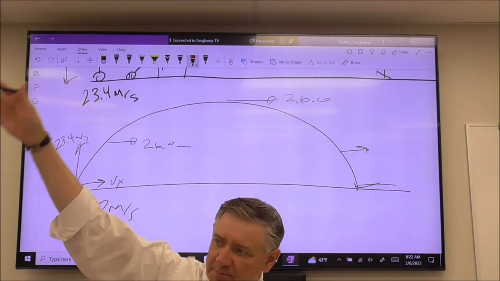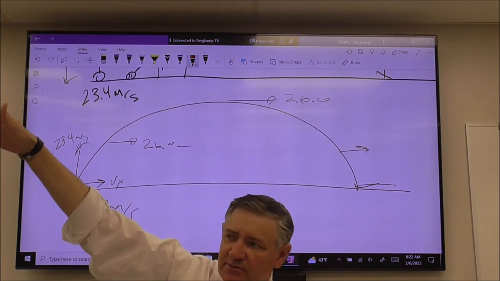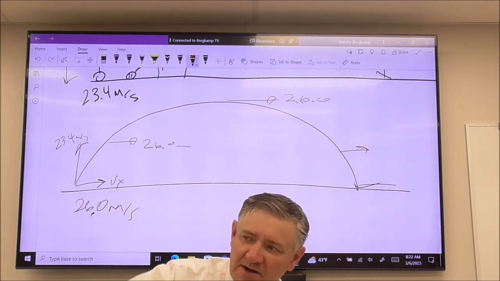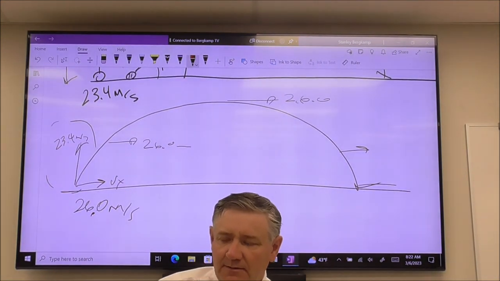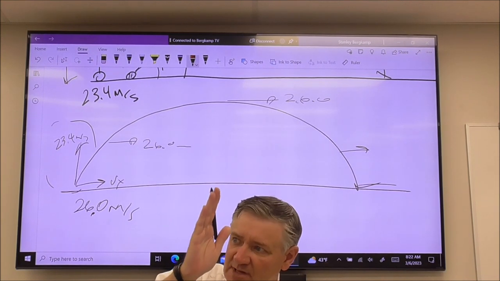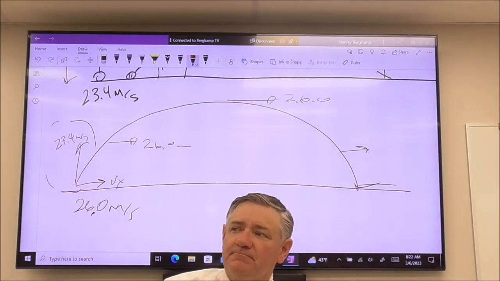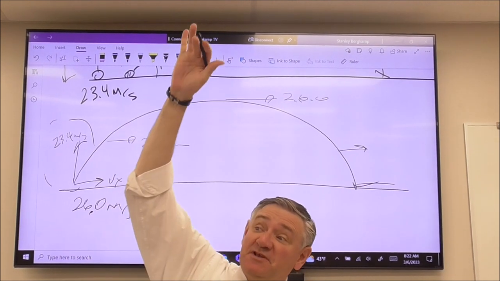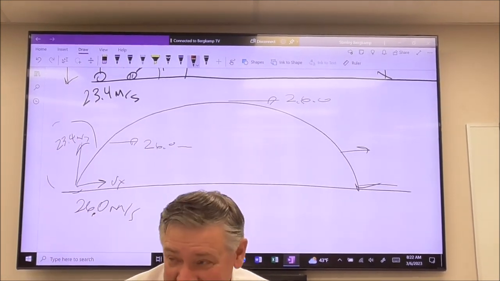Now, as it goes up, what's going to happen to that 23.4 meter per second vertical velocity? Increase, decrease, stay the same. When that golf ball gets launched, it's going to start with a vertical component of 23.4 meters per second. Okay? What's going to happen to that vertical velocity as the ball goes up? Increase, decrease, stay the same. So it's going to go faster vertically as it goes up. Oh no, it's going to decrease. Okay, yeah, gravity tends to slow it down, okay?